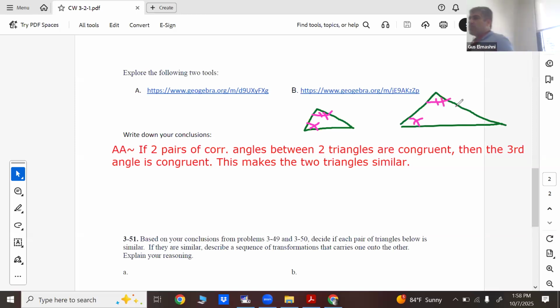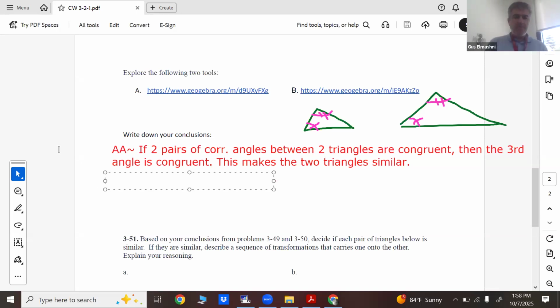Yeah, so let's recap this. If two pairs of corresponding angles between two triangles are congruent, then the third angle is also congruent. This makes the two triangles similar when that happens. So that's called the AA similarity theorem.